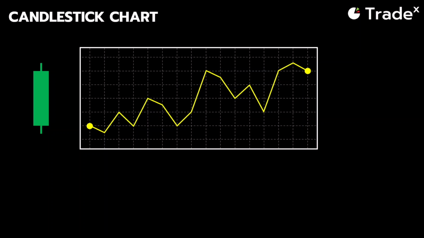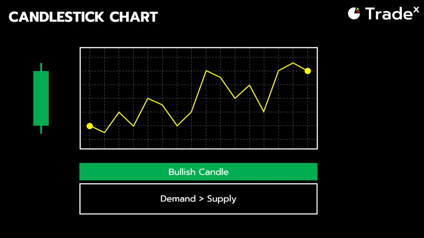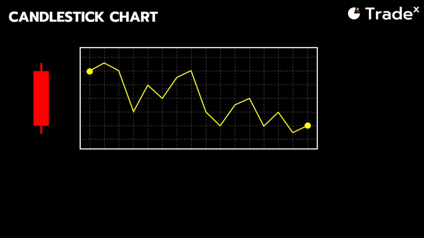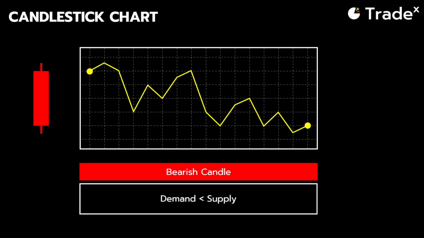This type of candle is called a bullish candle, signifying that demand is greater than supply. In contrast, if the closing price is significantly lower than the opening price, it indicates that the stock has lost momentum during the day, resulting in a red candle with a large body. This type of candle occurs when supply exceeds demand.